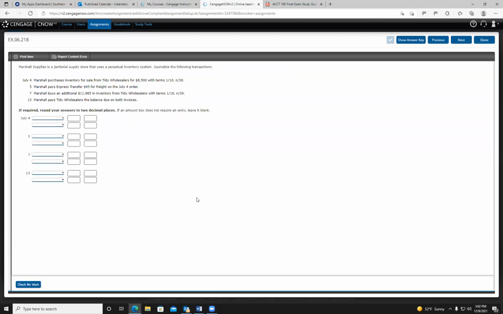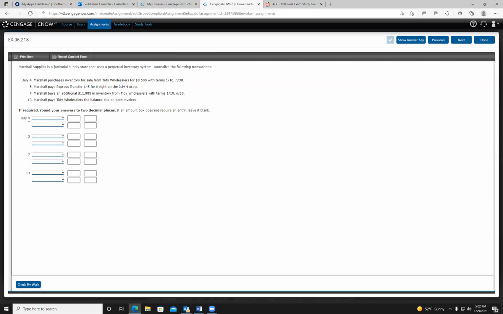All right, so the next problem. Now we have Marshall Supplies. It's a janitorial supply store that uses perpetual inventory system, and it wants you to journalize the following transactions. So here again, we have where we purchased some inventory from Tidy Wholesalers, and our total purchase amount was $8,500. But we also have a discount term. This time it is a 1% discount if paid within 10 days. So 1% of $8,500 is $85. So 8,500 minus 85 is $8,415.